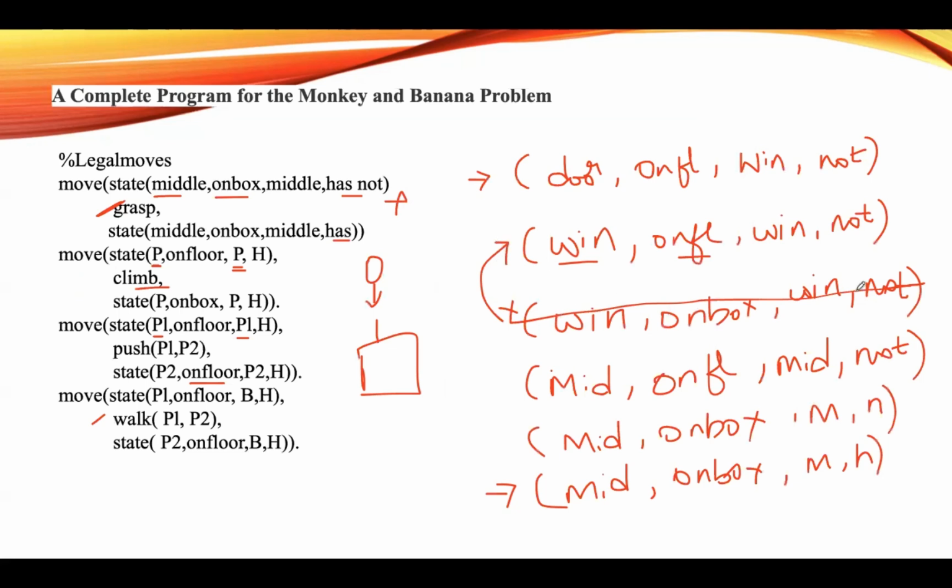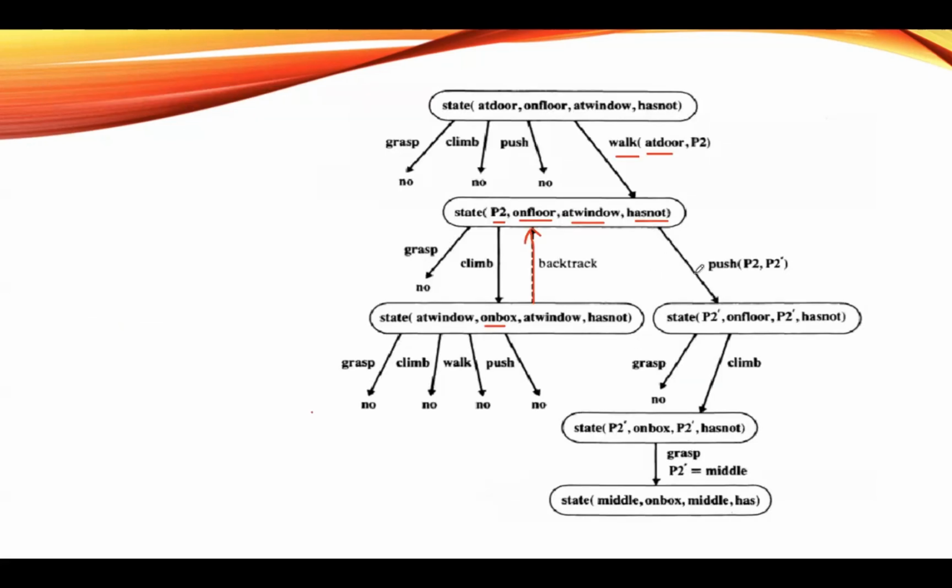And instead of executing this move, we are taking one more move. So we are going to another move, that is push. Push of P2, P2 dash. Here P2 dash is nothing but the middle. So you need to push the box from the window to the middle of the room. Now there is a change in the position of the monkey and the position of the box. Both of them should be at the same place, right?